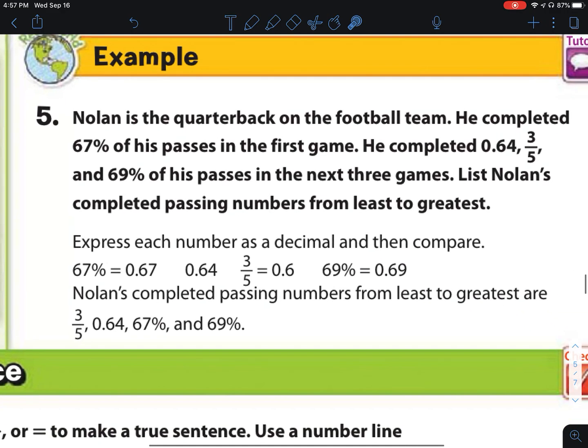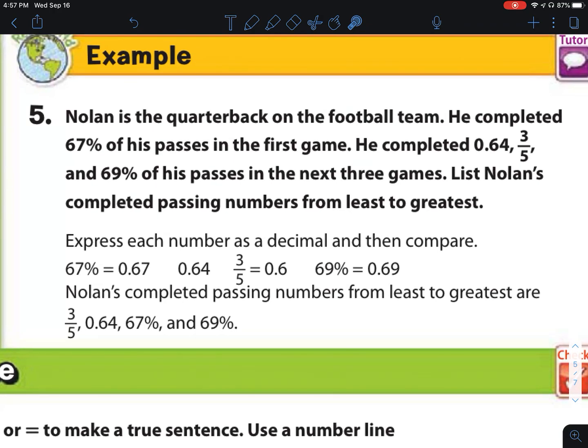The last example is basically the same as example number 4. So Nolan is a quarterback on the football team. He completed 67% of his passes in the first game. He completed 0.64, 3/5, 67%, and 69% of his passes. List Nolan's completed passing numbers from least to greatest.